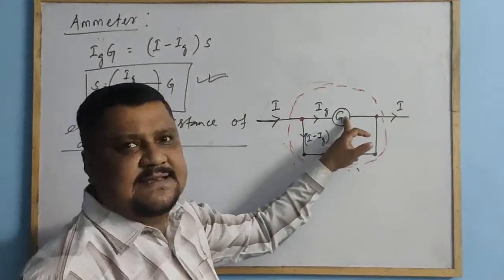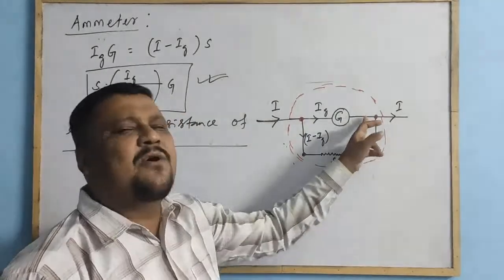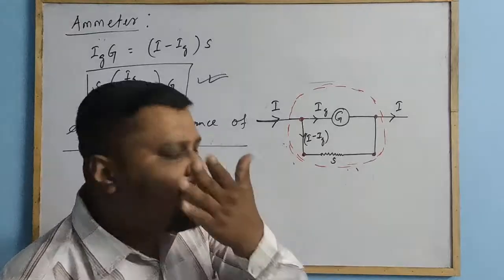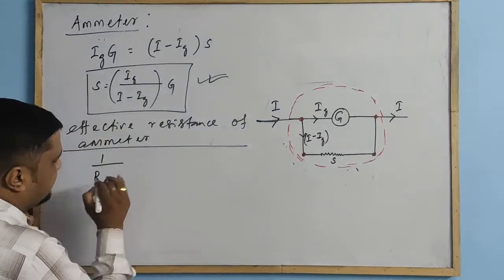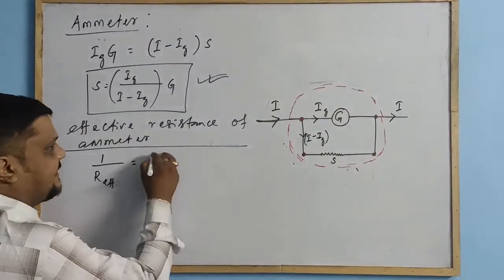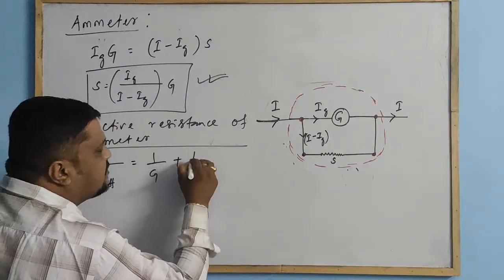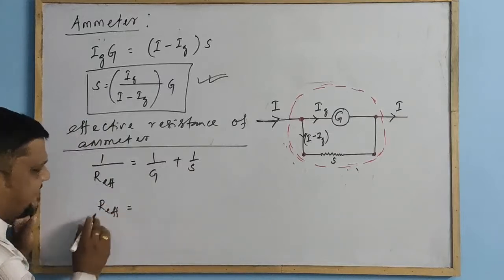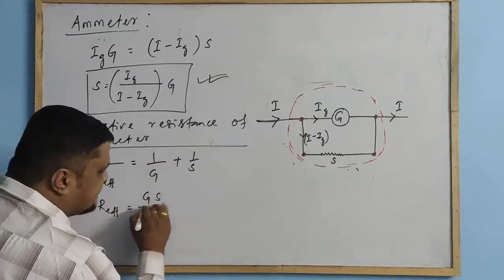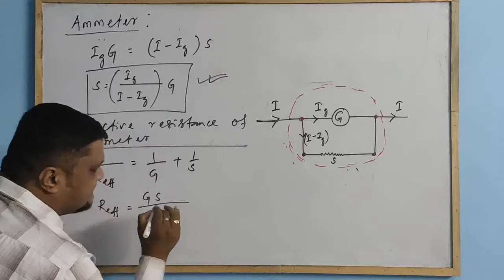So now this is the resistance G, and this is S. They are connected in parallel. So the total effective resistance is 1 by R effective equals 1 by G plus 1 by S. So I can use directly R effective is equal to GS by G plus S.